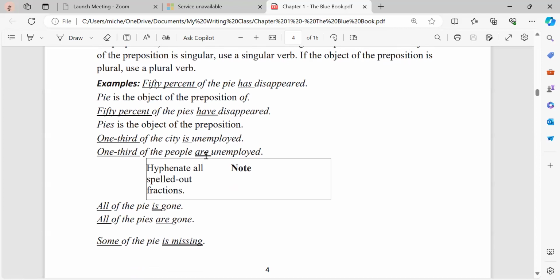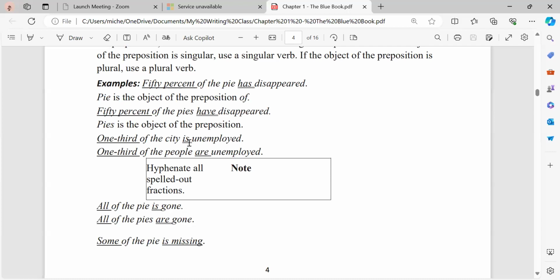So, another example right here. One third of the city is unemployed. And then for the second one, we have one third of the people are unemployed. For fractions like this, we need to hyphenate it. This is called a hyphen right there.